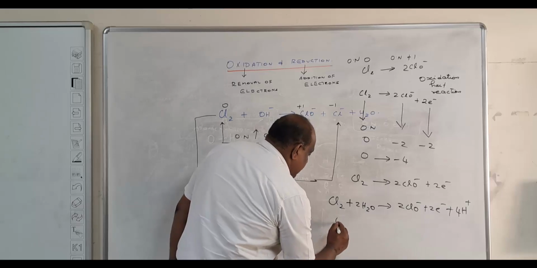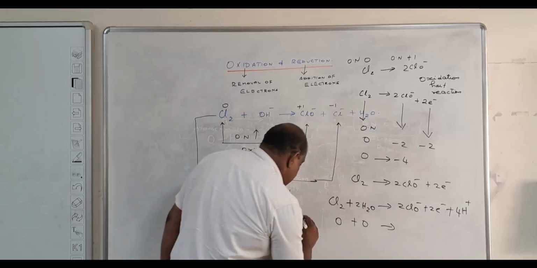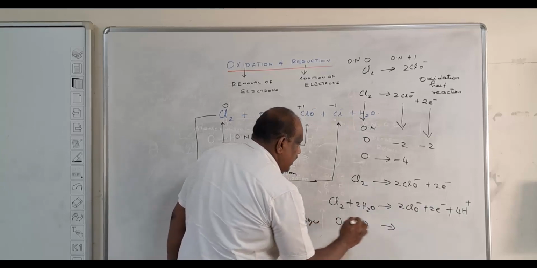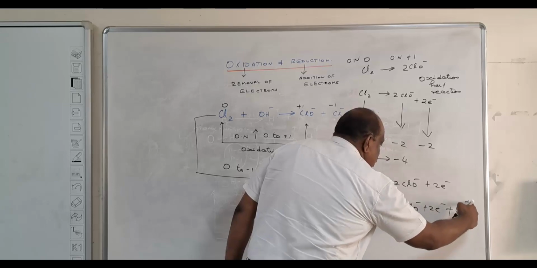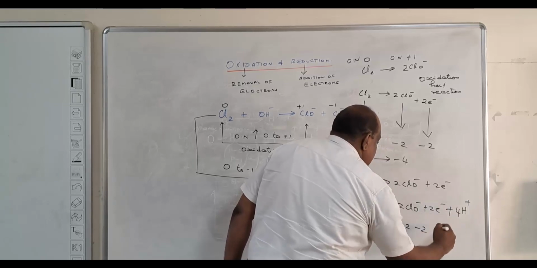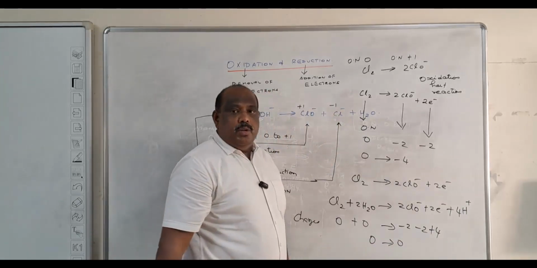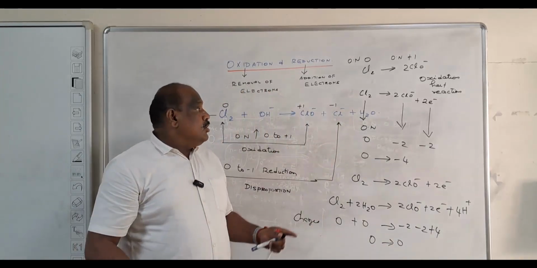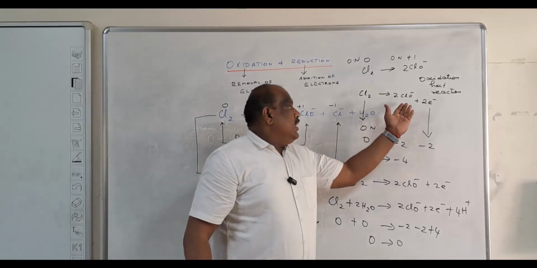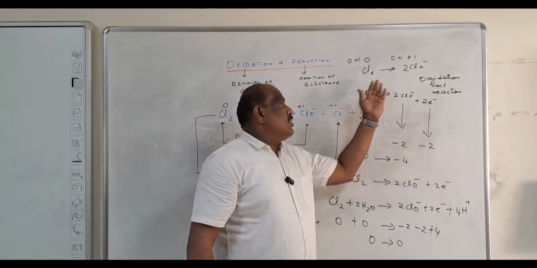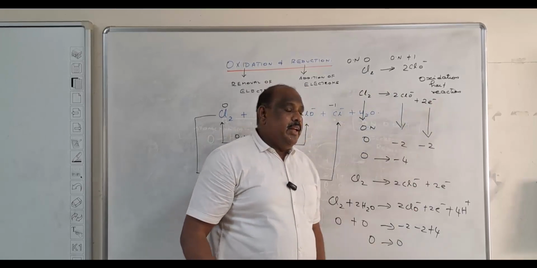Now we can see the charges. On the left it is 0. On the right, minus 2, minus 2, and 1 H plus is having 1 plus, so 4H plus is plus 4. So 0 is equal to 0. Now the charge is also balanced. What I want to communicate is that you shouldn't worry about the charges here. This process is called oxidation. Whenever there is oxidation, you have to remove the electrons.